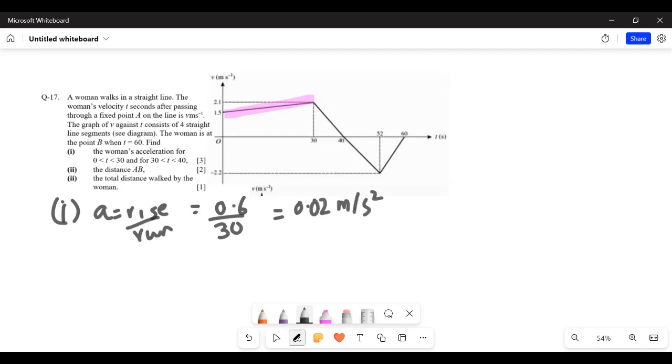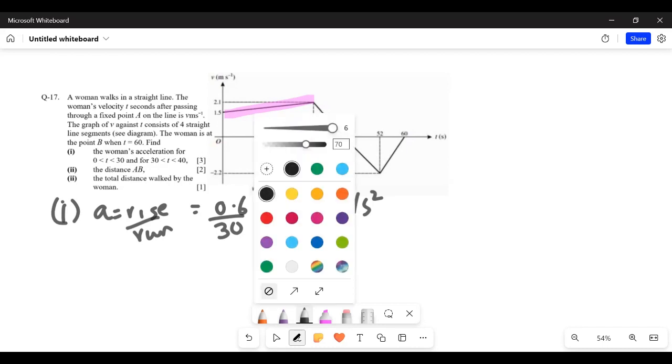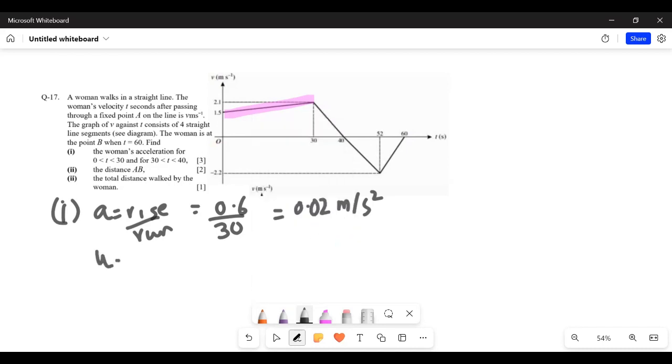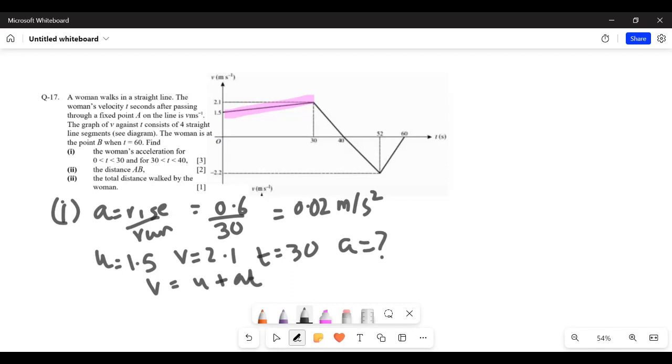Okay. Next is from 30 to 40. So that's deceleration. So you may use rise over run again. For the first part, you could have also done u is 1.5, v is 2.1, time is 30. So what is a? Equation of motion could also have been used, v is equal to u plus at. That gives the same answer too. Fine.